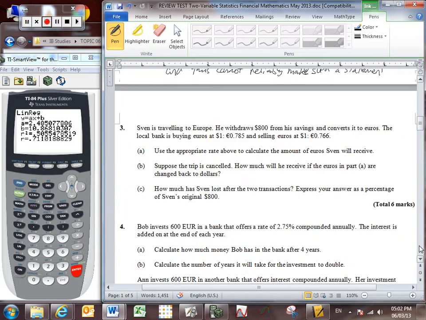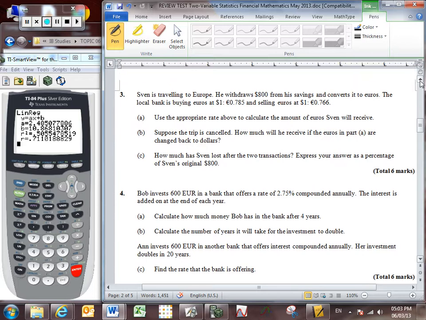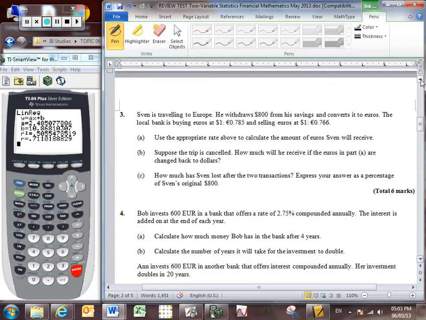Alright, number 3. Sven is traveling to Europe, withdraws $800, converts it to euros. I like currency exchange problems, and I think I'm just going to set up ratios every time. And so we've got $800, which we're going to be converting to euros. I don't know how many yet. The local bank is buying euros. Well, that's not what's happening, is it? The bank is selling me euros.